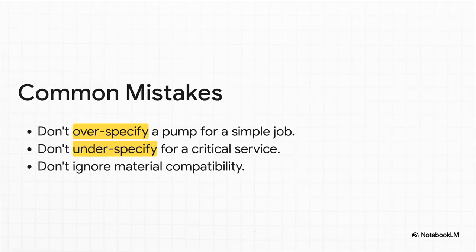And here are the big mistakes to avoid. The most common one is over-specifying, buying a fortress of a pump for a simple water circulation job. It's just a waste of money. The flip side is even worse, under-specifying for a critical, high-pressure service. That's a recipe for disaster. And finally, never ignore material compatibility. The wrong metal can corrode and fail in no time, no matter which standard you choose.